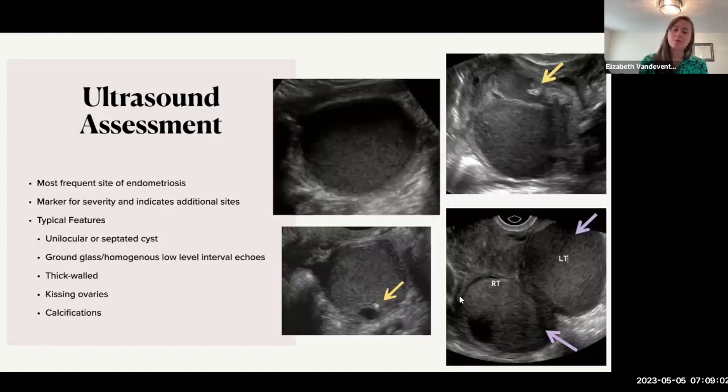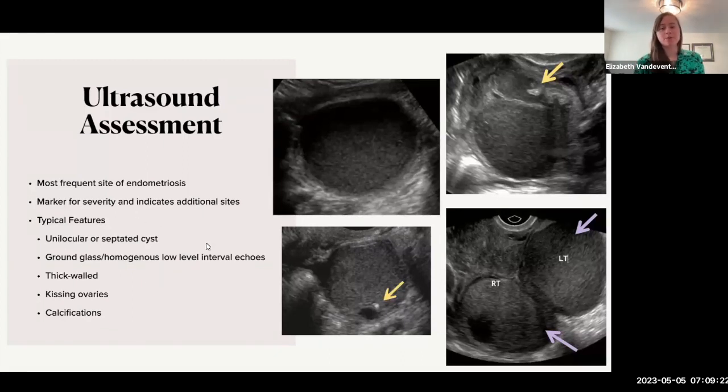Another feature that we look for is what's called kissing ovaries. So here we can see that this is the right ovary and this is the left ovary. Both ovaries have an endometrioma, and we can see this is part of the uterus. They've both migrated posterior to the uterus and are now touching. And that goes along with the theory of adhesions and fibrosis.